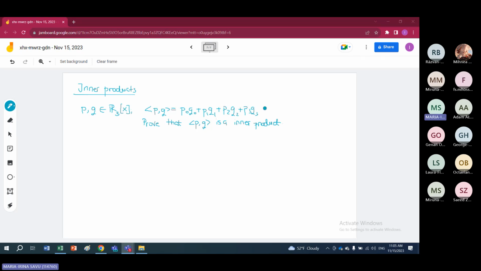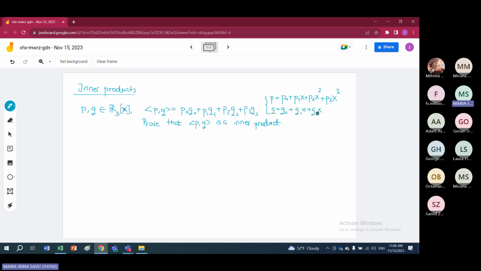So in this case, I should write more specifically the fact that these are polynomials in this way. P is P0 plus P1x plus P2x squared plus P3x cubed, and Q is Q0 plus Q1x plus Q2x squared plus Q3x cubed. Okay, so you have this function defined in this way.